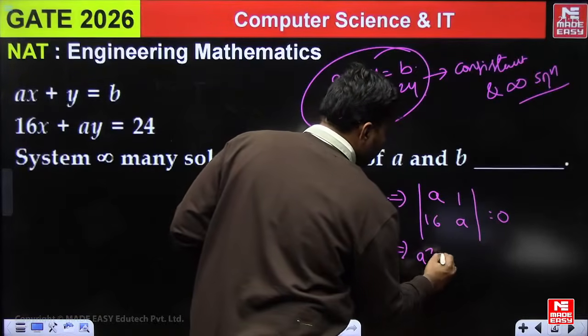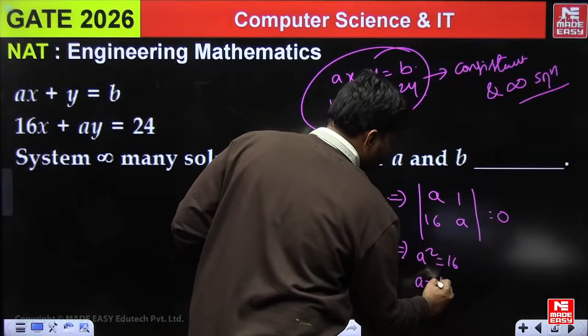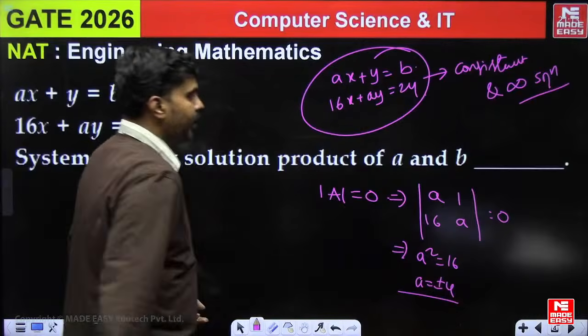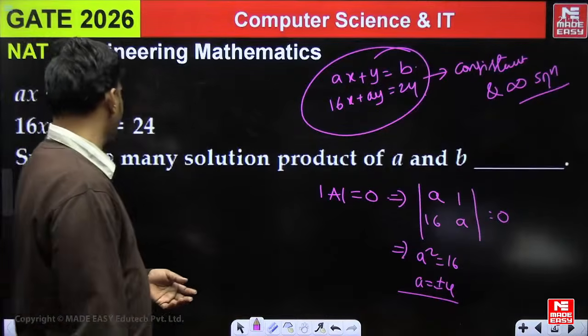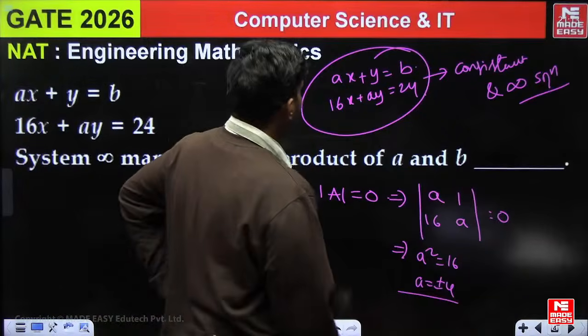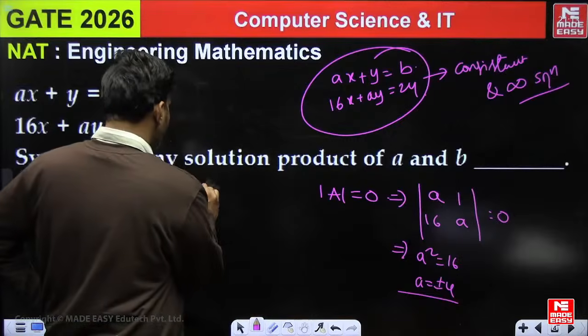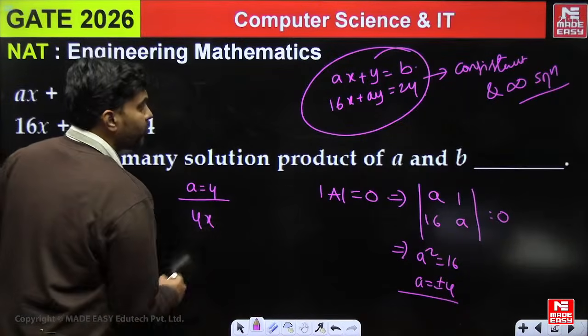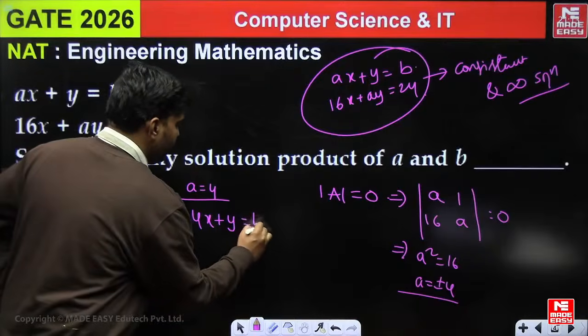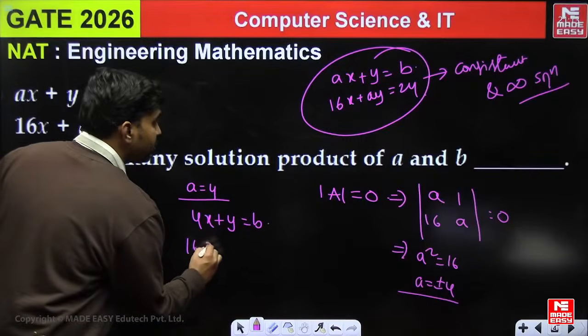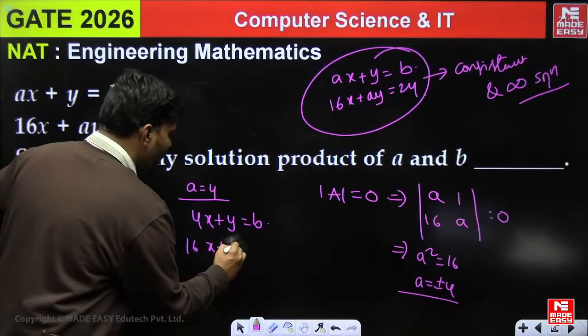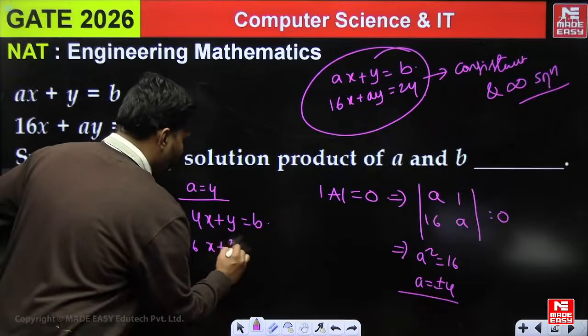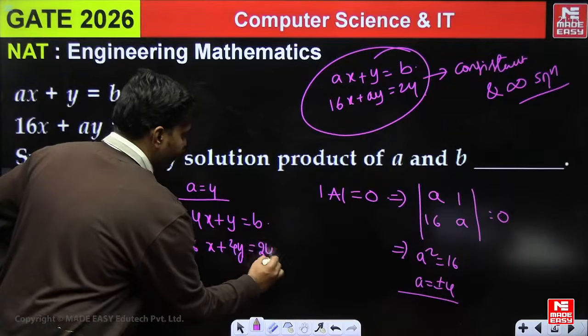So from this, a square is equal to 16 and a is equal to plus or minus 4, right? Now suppose I take a is equal to 4. The first equation becomes 4x plus y is equal to b, and the second equation becomes 16x plus 4y is equal to 24 here.